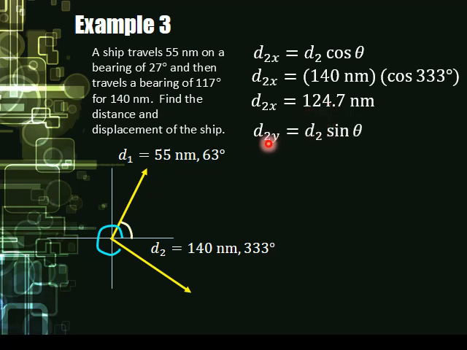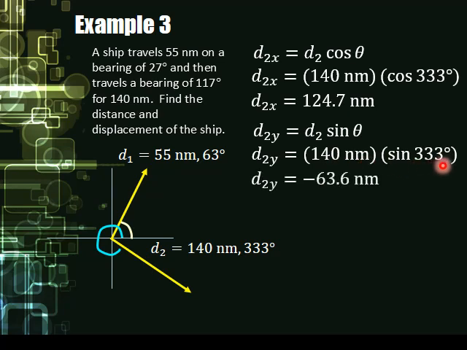And then for d2y, pag y, gagamitin natin ang sine. So we have 140 nautical miles times sine 333. So the answer is negative 63.6 nautical miles. If you notice, negative yung sign ng d2y kasi di ba nasa south ito. Ito yung y component niya. Kaya siya negative, and south is using the negative sign.